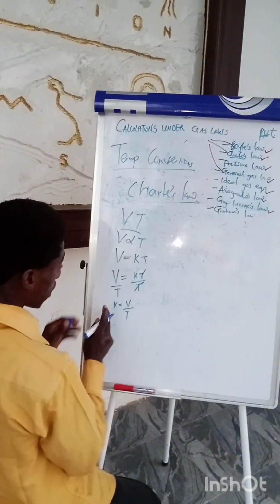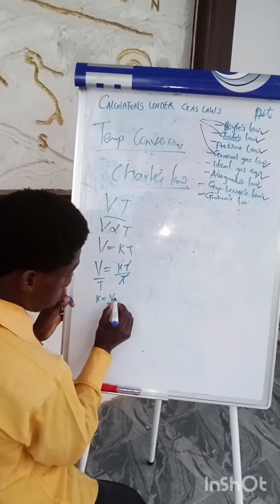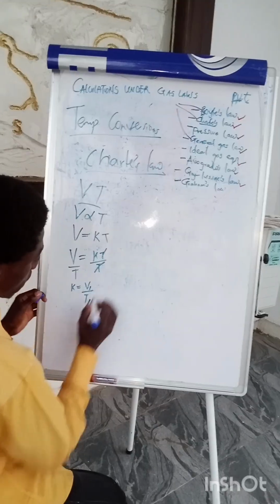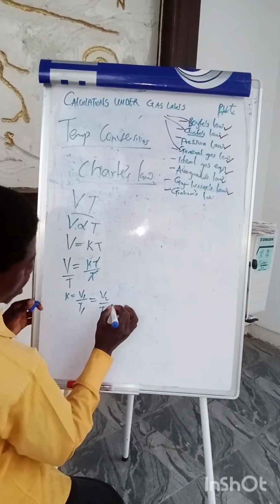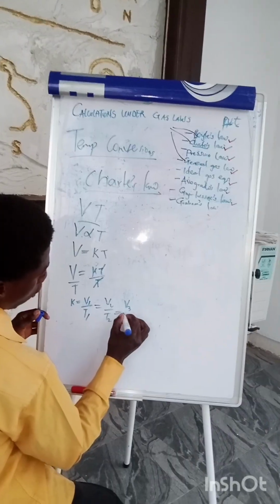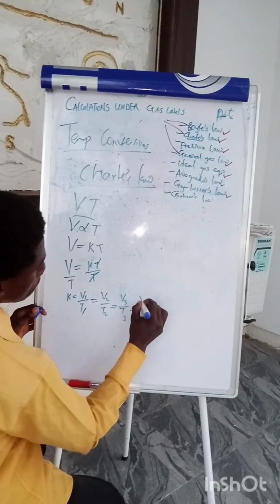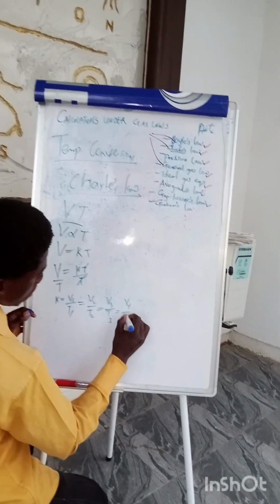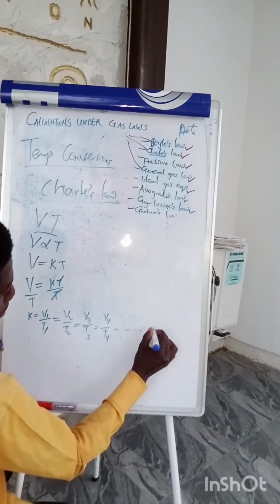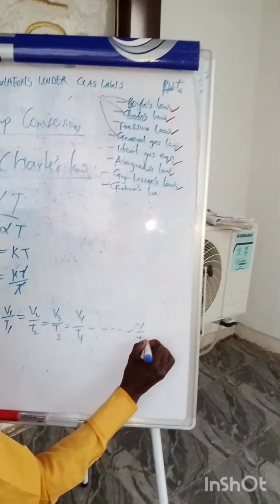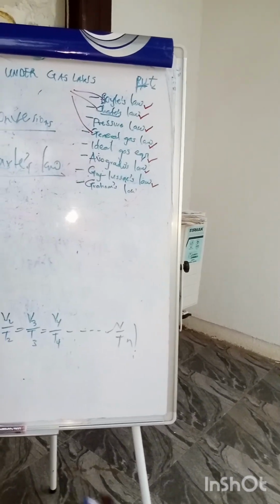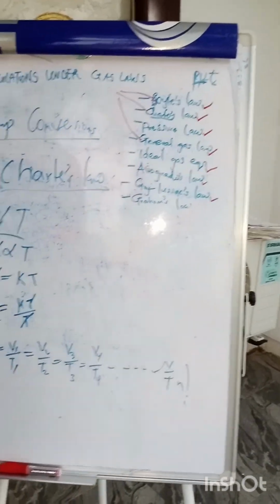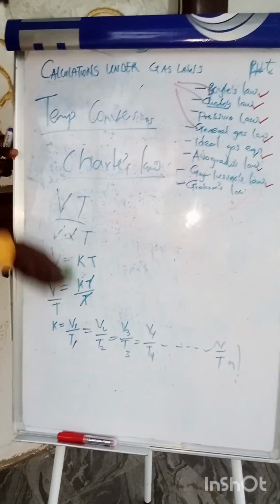And this thing is actually trying to tell you that your V1 over T1 is equals to your V2 over T2 equals to your V3 over T3 equals to your V4 over T4, and so on, V over T infinity. So that's that. Because of your level, let's stop there. Let me clear the board.